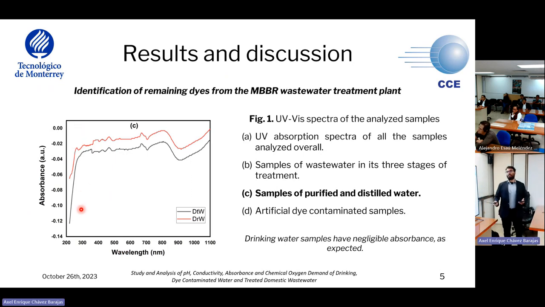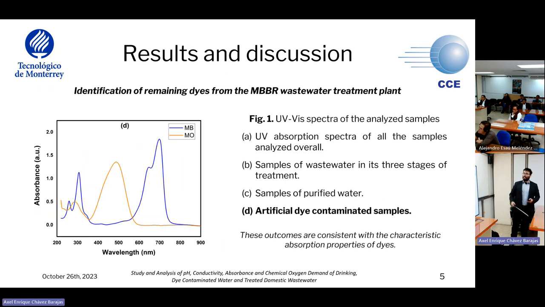On the absorbance axis, the y-axis, the drinking water samples also have negligible absorbance, as expected, because they don't have any other contamination salt. And finally, with the artificial dye contaminated samples that we compared with the other five, the absorption properties of the dyes are in agreement with the established literature regarding the wavelength. We can also see the wavelength results in comparison with the y-axis of the absorbance of each of the contaminants. As I mentioned before, these outcomes are consistent with the absorption properties of the dyes.